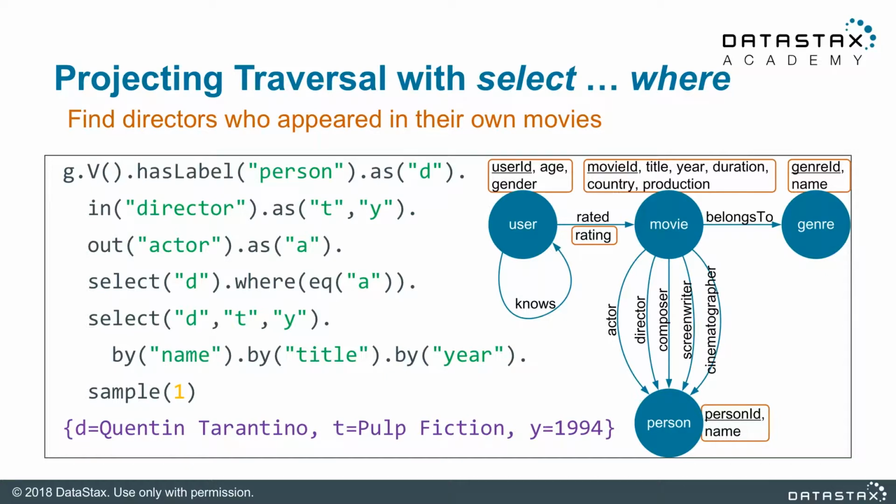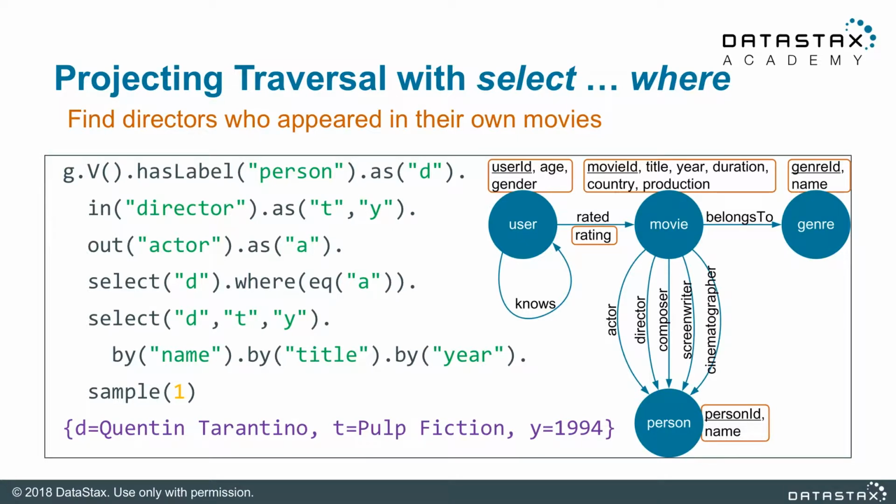Regardless, to do this, we want to start by labeling all person vertices as D, which will eventually be used for director. But starting from here, we have all persons, not just directors. So with this data model, we have to walk out to the movie vertex through the director edge to filter out all persons who are not directors. We eventually will need data from the movie vertex, so while we're here, let's label this step with T and Y as before, since we know we're going to need the title and year from the movie vertex later on.